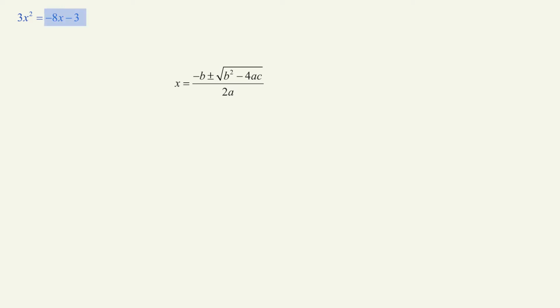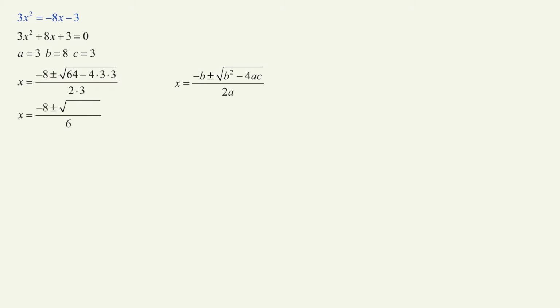Let's move these two terms from the right side to the left side while remembering the fact that such an operation changes the polarity of the terms. Now, we know that a is 3, b is 8, and c is 3. Let's plug these values into the formula. We have negative 8 plus or minus under root 64 minus 4 times 3 times 3 all over 2 times 3. 2 times 3 in the denominator becomes 6, and inside the radical we have 64 minus 4 times 3 times 3, which is 64 minus 36, which in turn is 28.